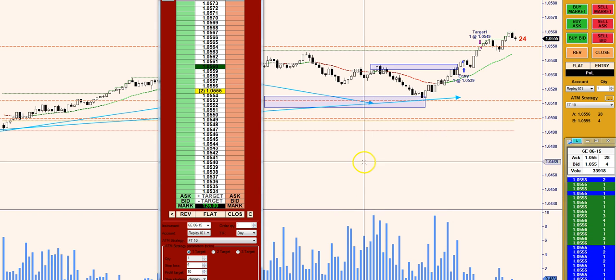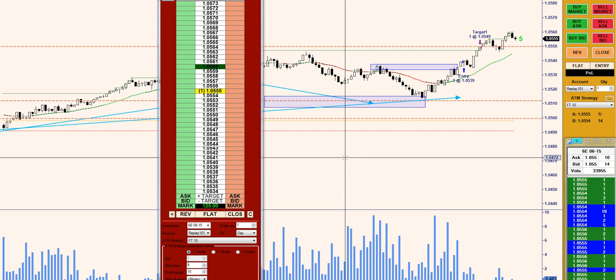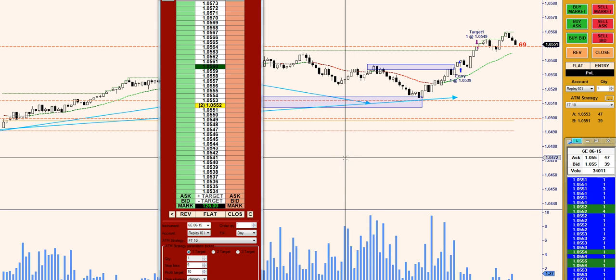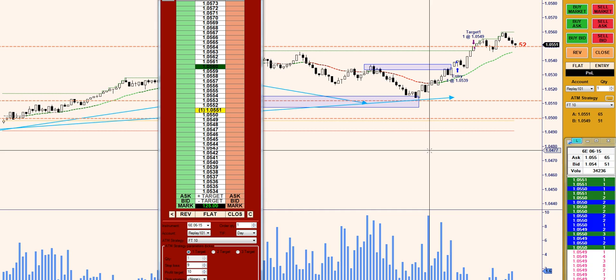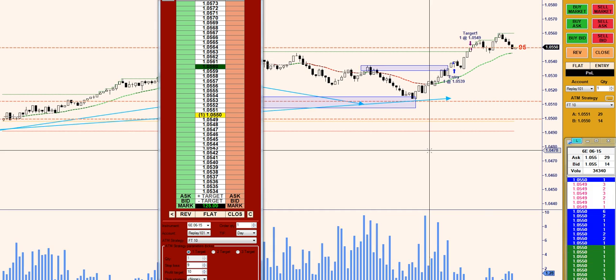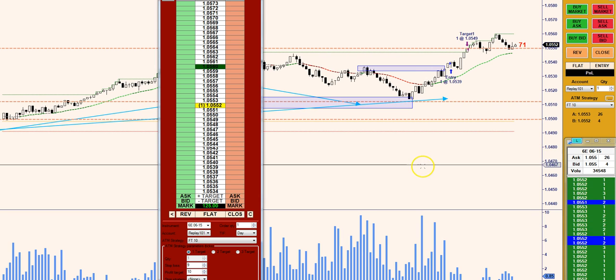So, of course, this is market replay. It's not live data. But that's exactly how we trade, and we do this over and over. We sit on our hands, we wait, we determine who's in control. Once we know who's in control, we look for a valid setup and run with it.